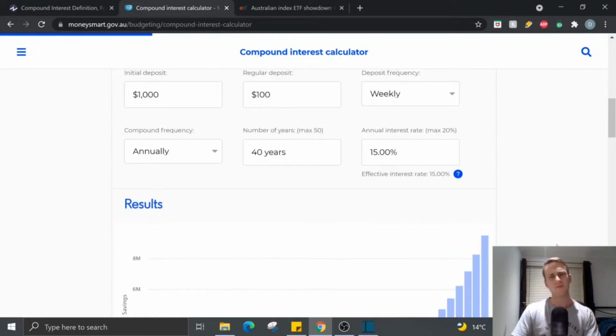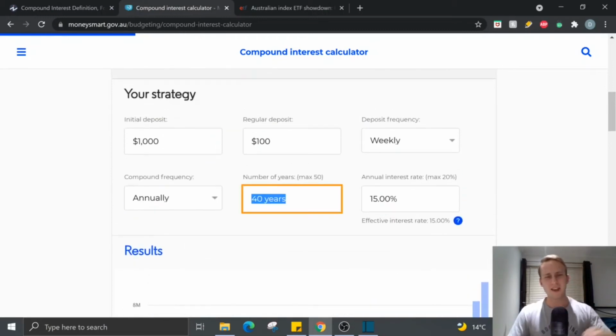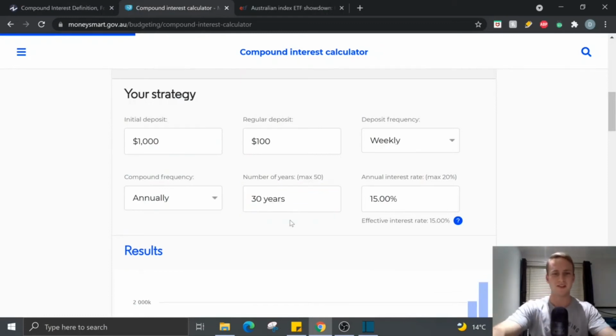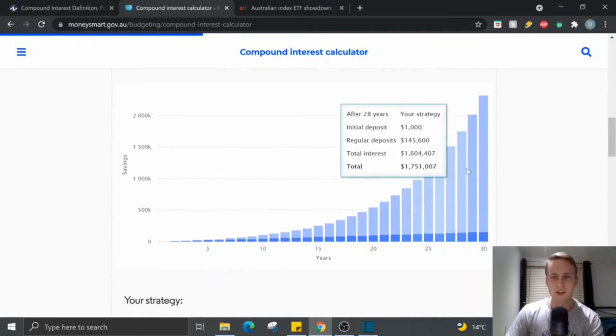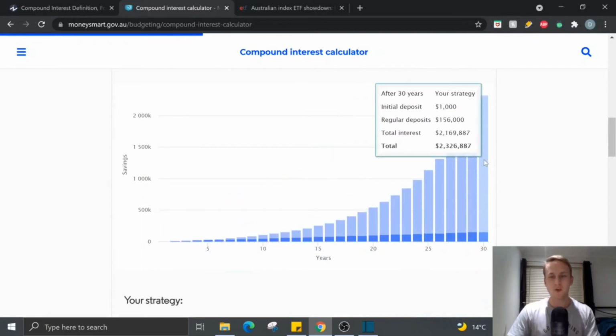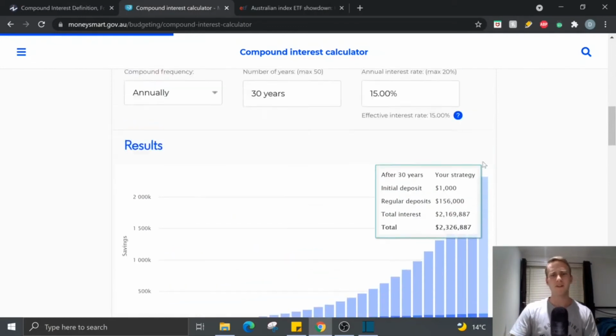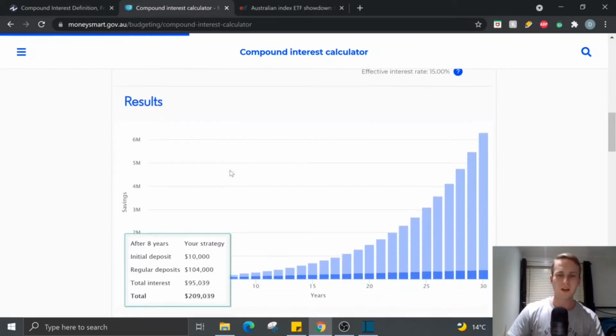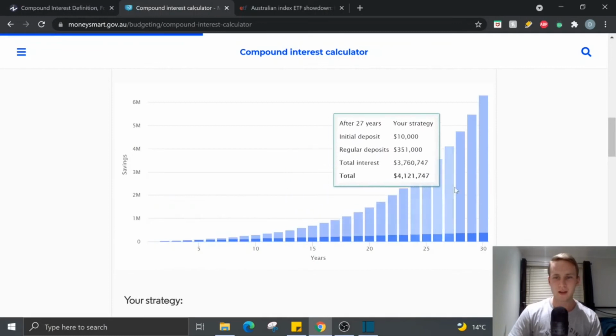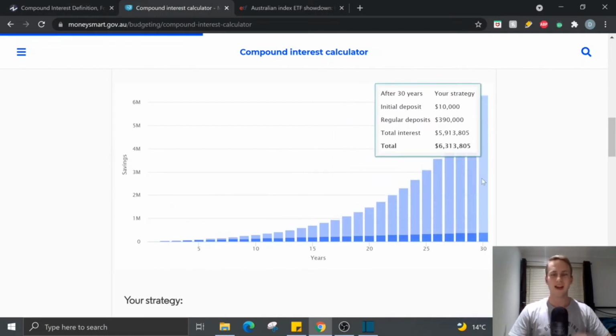But what if you're maybe not so young? Let's change this to 30 years. And if we look, you still end up with 2.3 million. And what if you're like, okay, well, maybe I can chuck in a bit more. So let's say you start with $10,000 and let's up this to $250 a week. Well, look where you end up. The power of compounding takes you over $6 million.